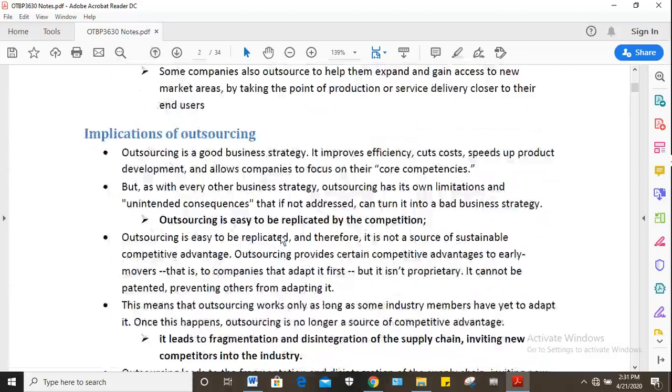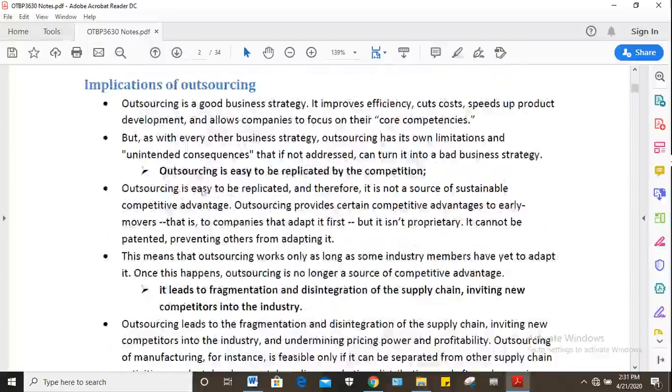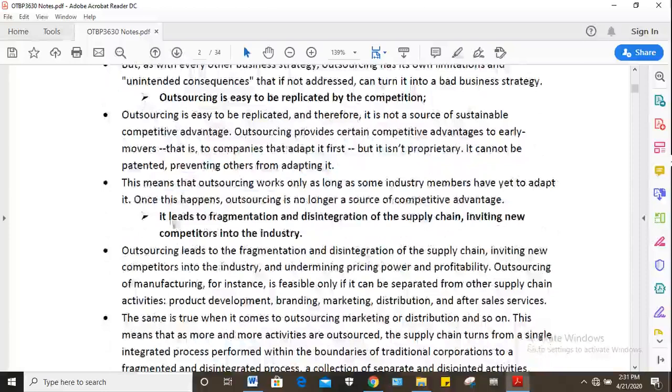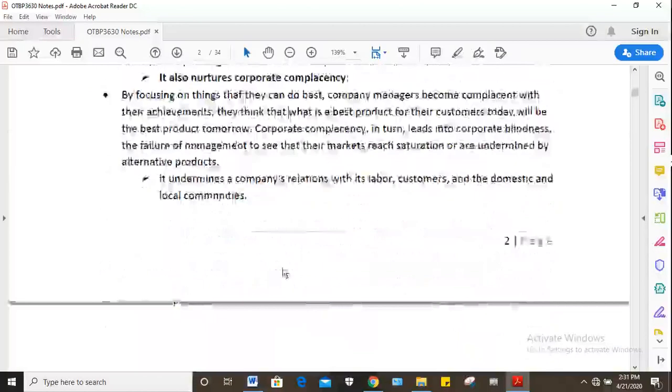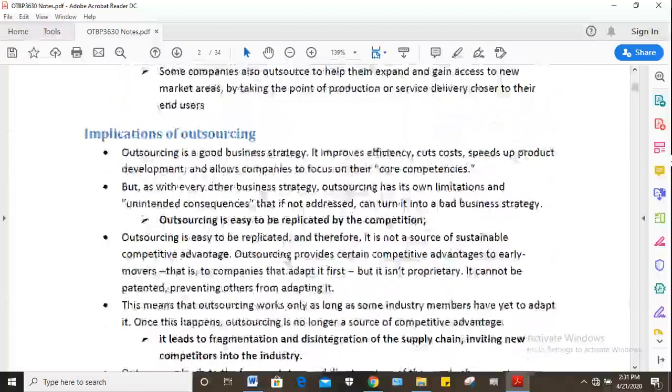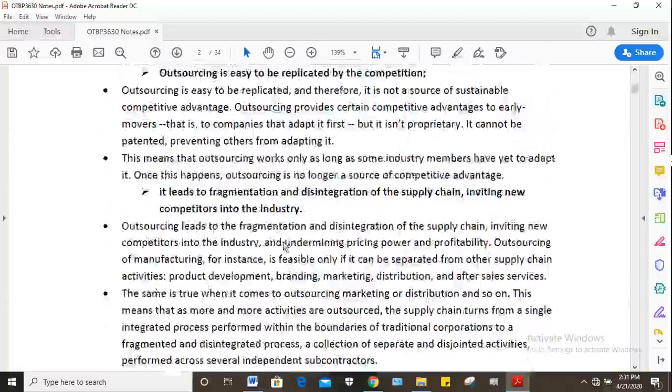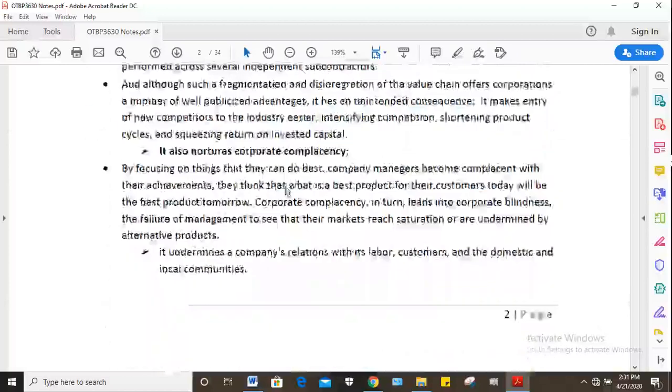Then the implications simply means the consequences of outsourcing. So you'd see that the first one is outsourcing is easy to be replicated by the competition. Then also it leads to fragmentation and disintegration of the supply chain, inviting new competitors into the industry. Then also it nurtures corporate complacence. So those are the three main implications of outsourcing. But if you search, you can also get some more.